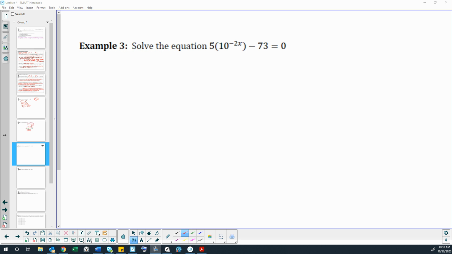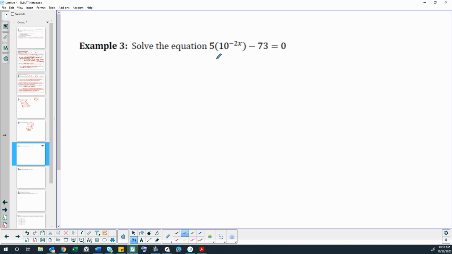Let's look at an example where we don't have a common base. So remember, our first step is always to get like an exponential equal to either a constant or an exponential. We don't want this 5 coefficient in our way. We should probably move the 73 to the other side. So let's see where these thoughts take us.